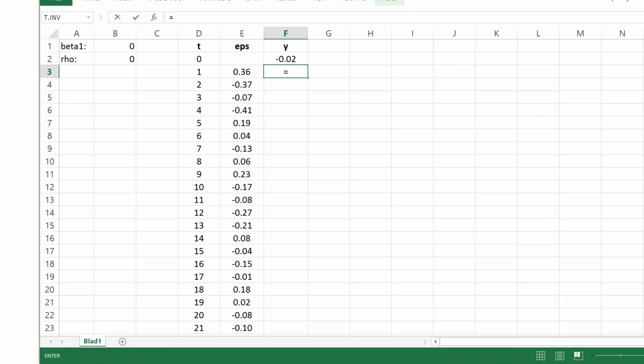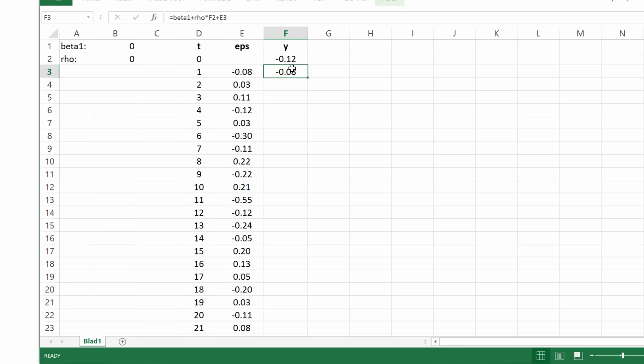I can now just type beta 1 plus rho times, and here is the key point. I need now to refer to the y value in the previous period. And the y value in the previous period is just one row above. So right there, that is y0. And to this I just add the error term, which is in E3, and I have simulated my y1 value.